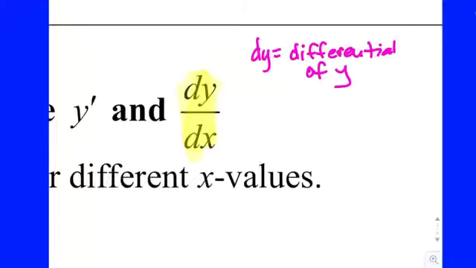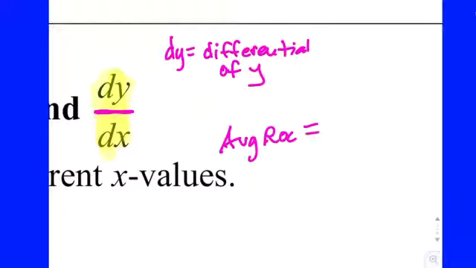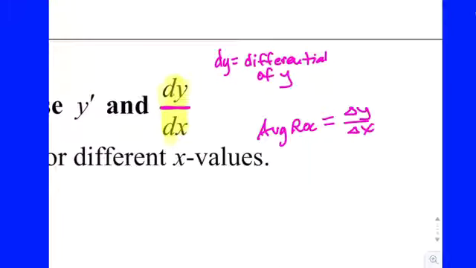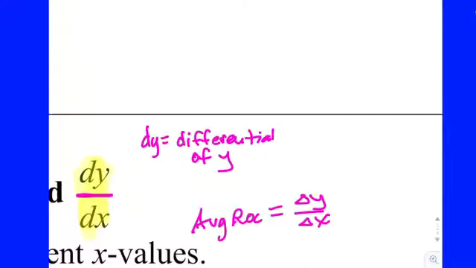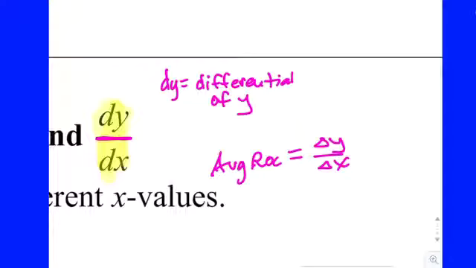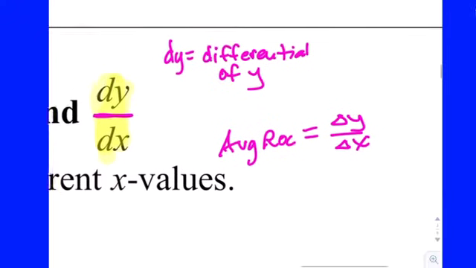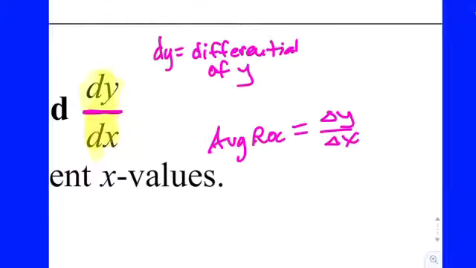There's a couple of reasons why I like this notation. First of all, it preserves the operation that we were doing, right? Which is division. When we found the average rate of change, remember the average rate of change from Algebra 1 was delta y over delta x, yes? Delta y over delta x. Delta y is a measurable change in y. Delta x is a measurable change in x. So dy over dx preserves that slopey feeling, doesn't it? dy over dx feels slopey.